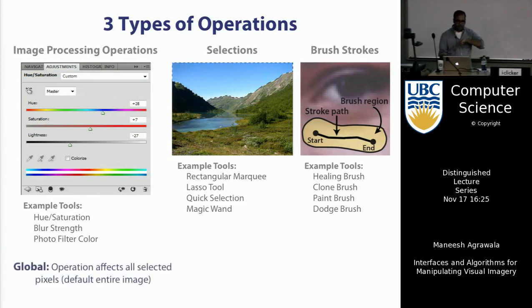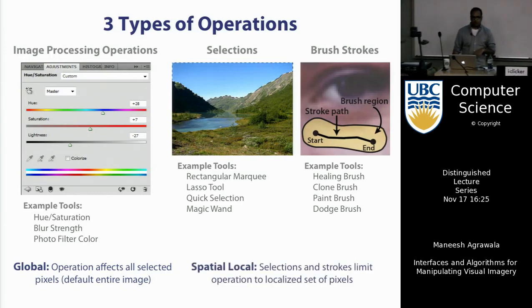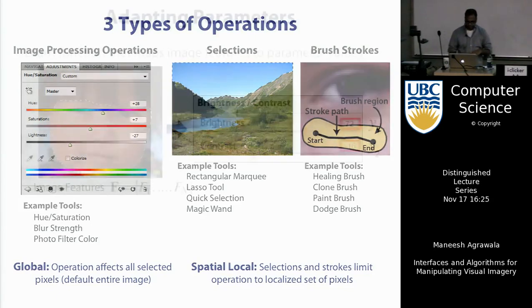And so there's kind of 2 main classes here. Global operations that affect all of the selected pixels. And then spatially local operations. Selections act on a localized region of space, as do brush strokes. And so we need to learn how to transfer or adapt all 3 kinds of operations.